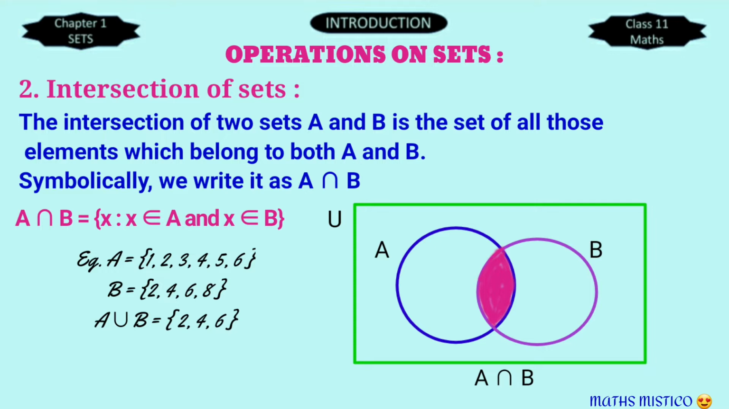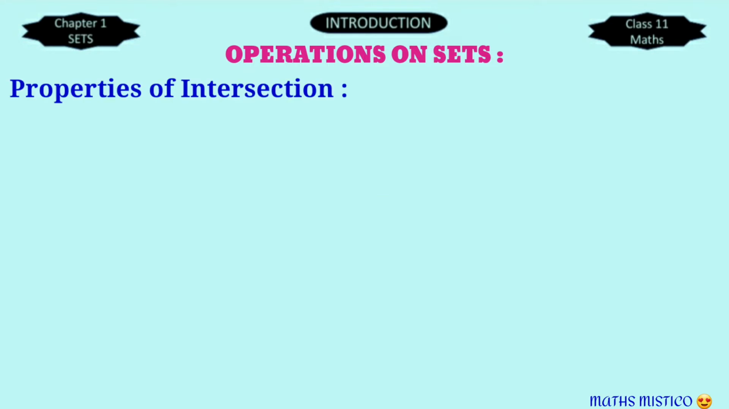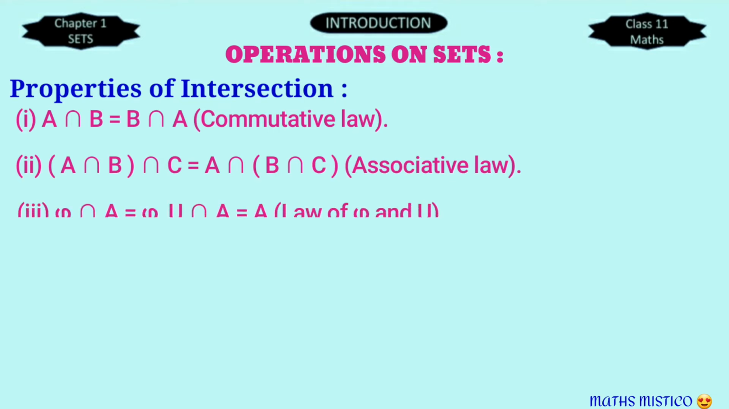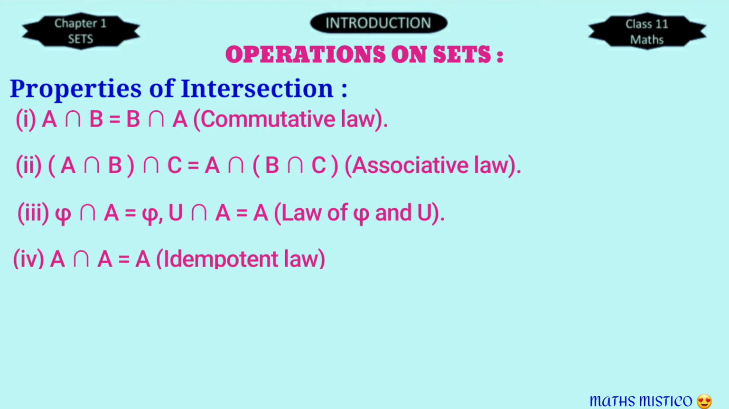Is this operation clear to you? Now let's discuss the properties related to intersection. The commutative and associative laws hold true in intersection also. Phi intersection A is equal to phi as no common element is present in the two sets. As A is a subset of A, A intersection A will be equal to A.